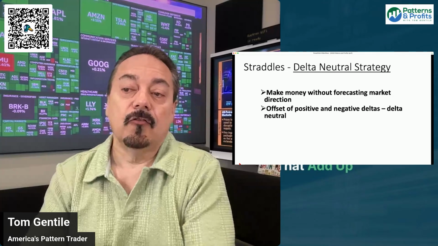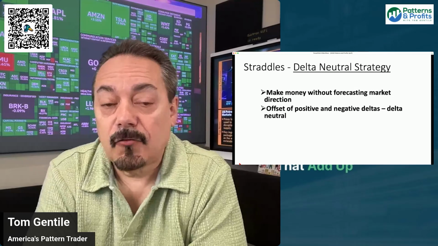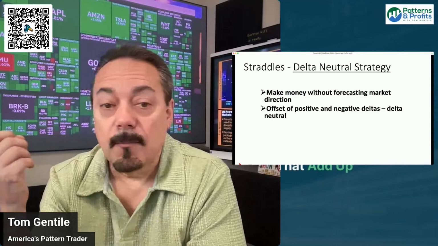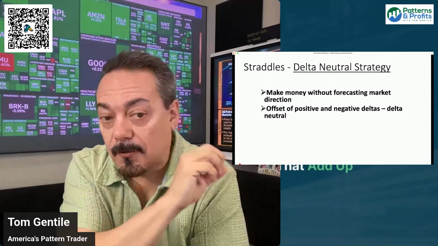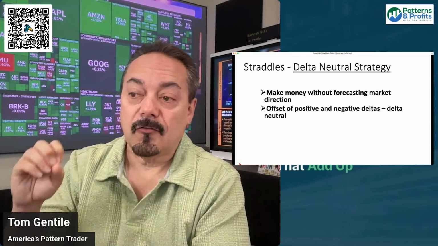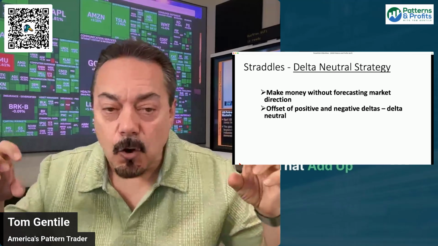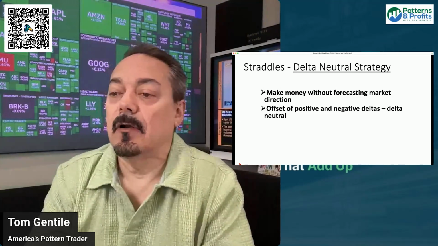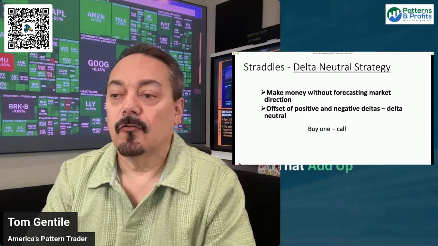The other thing we're doing is we're offsetting what's called positive and negative deltas. So those of you that are option traders may understand a little bit about Greeks, then you understand that there are positive deltas with certain option strategies. There are negative deltas with certain option strategies. And delta neutral means we're putting this all together to create a delta neutral strategy.